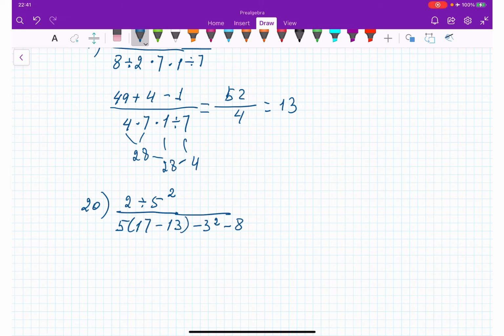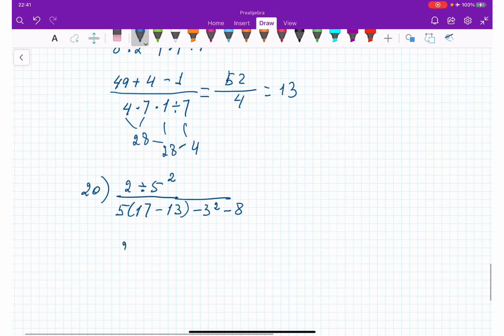All right. Let's see what we get. 2 divided by 5 squared is 25. Okay. Oh, actually it's plus. I was wondering because it was getting a fraction. Okay. Plus 25. Very good. Much better.